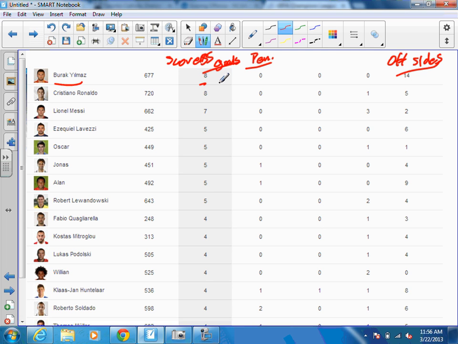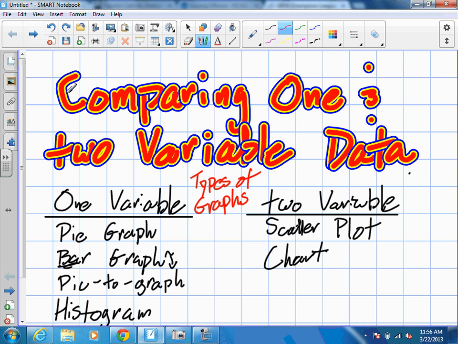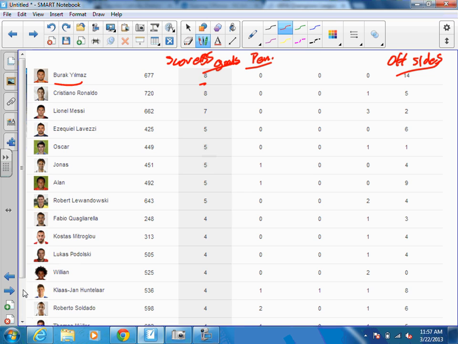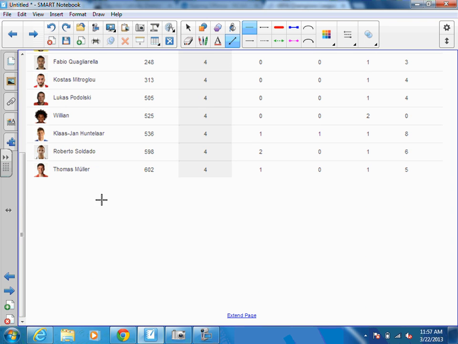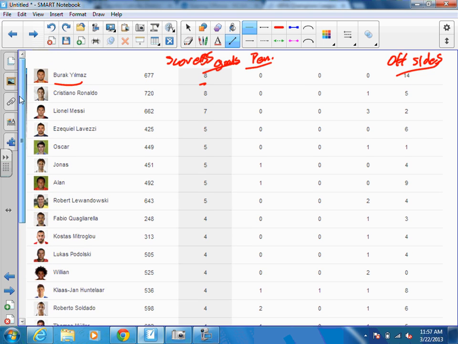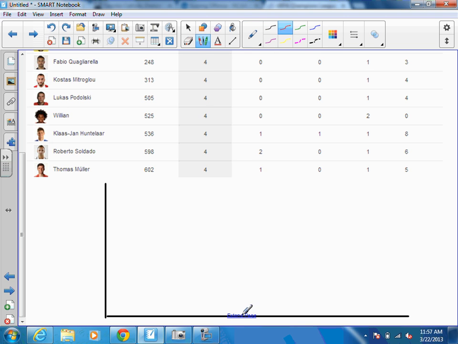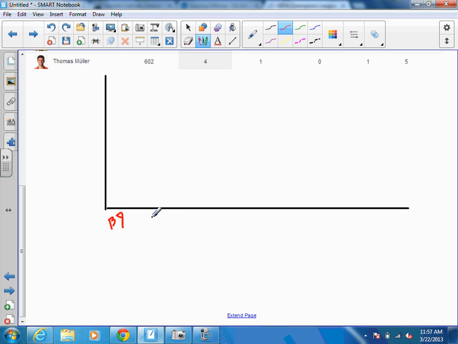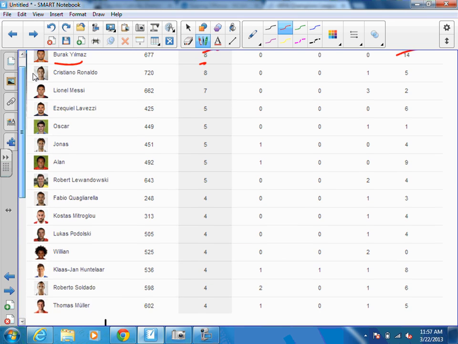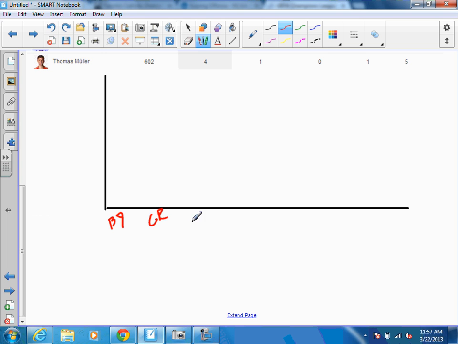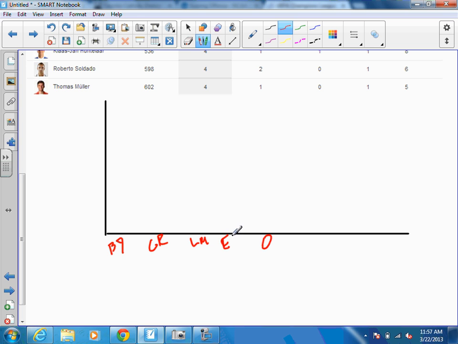So, let's say we were to create a quick chart on the other side. We have 2 guys at 8, 7, 5. Actually, I'll zoom out on this page and see if we can make a quick bar graph here. I'm just going to use letters. So we have BY, CR, LM, EL, and O. And we'll put goals on the side. These will go up by 2, 4, 6, and 8.